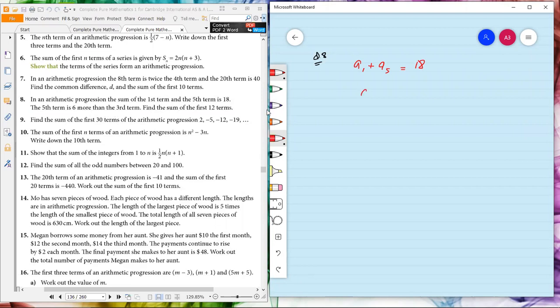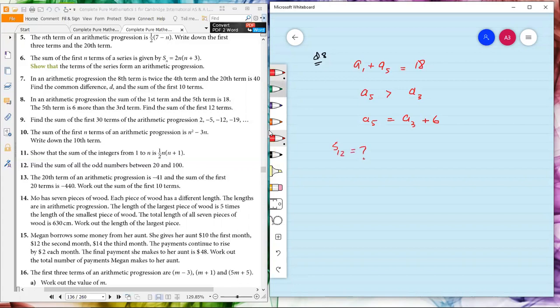It means the fifth term is greater than the third term. So this is an inequality. And how much is greater? It is greater by 6. If we create an equality between them, it means this is 6 more than this. So either we should add 6 on this side, or we should subtract 6 from this side to create an equality. So 6 more than the third. Find the sum of the first 12 terms. It means we have to find S12.